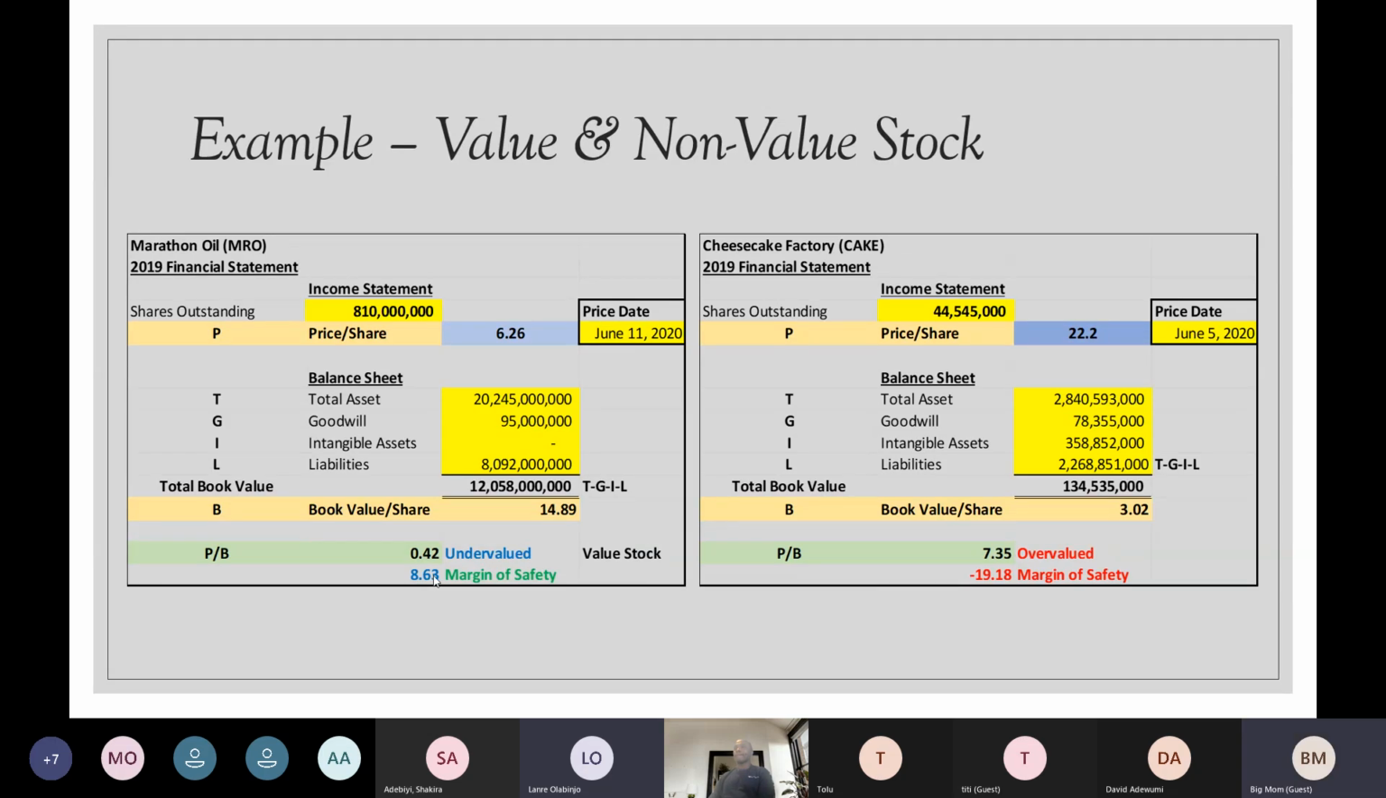So that's 14.89 less 6.26. Okay, you subtract 6.26 from 14.89. Thank you. So the margin of safety is $8.63. In practical terms, what it means is for every share of this company that you buy at $6, you have the potential of making $8.63 per share on its rise back towards its intrinsic value. That is a very good investment opportunity.